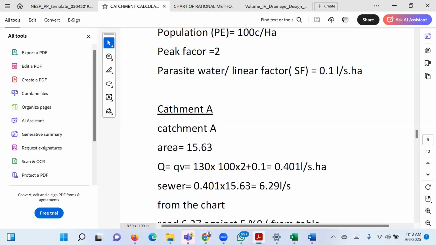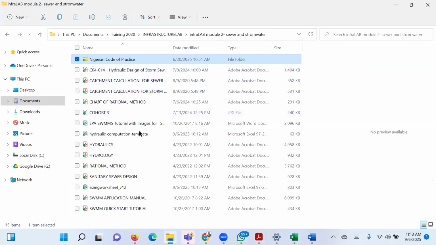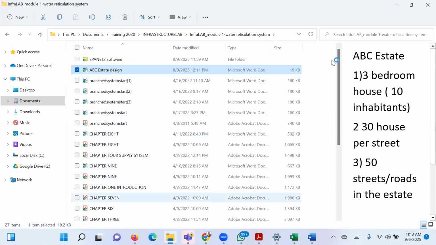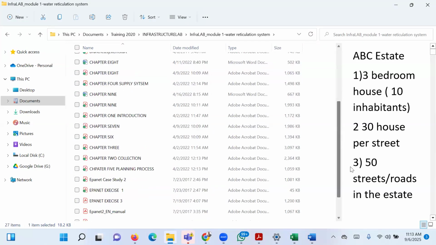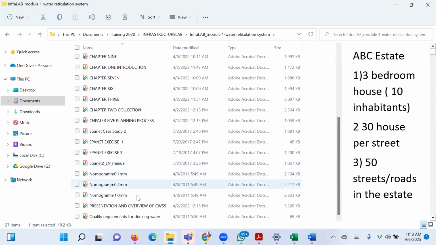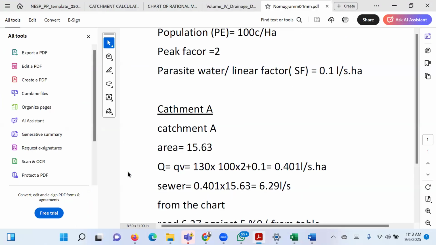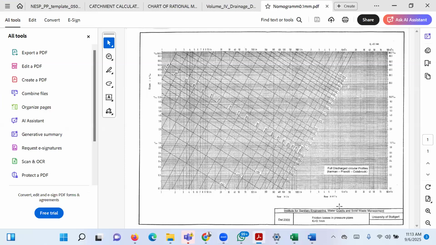So the next thing I have to do is to go to my nomogram, to go to my chart. Where's my chart? Remember our chart? I think we have it in module 1. It's the same. You can download thousands of them online. Any chart you are using, first of all, we're using PVC pipe, so I'll use 0.1. Well, we're designing sewer. Sewer is PVC pipe.